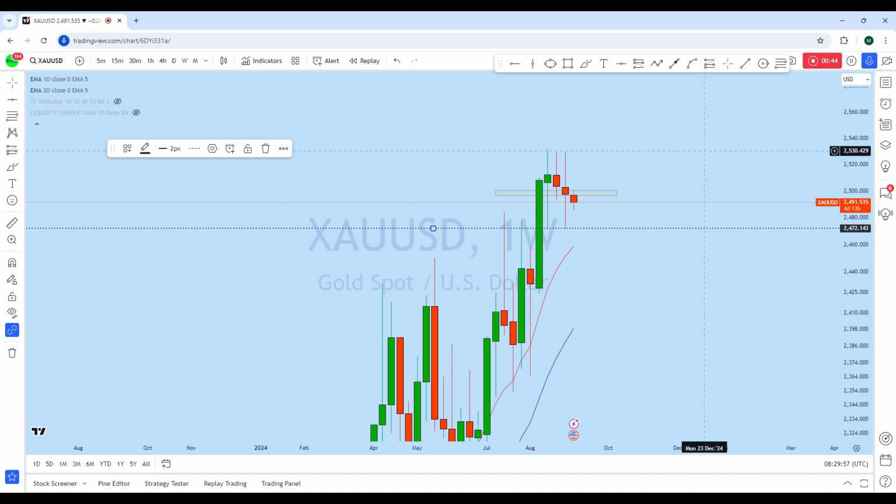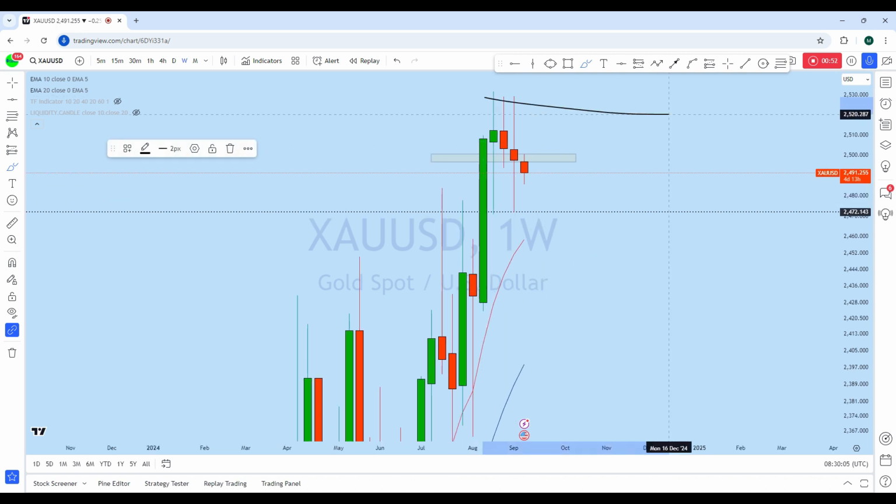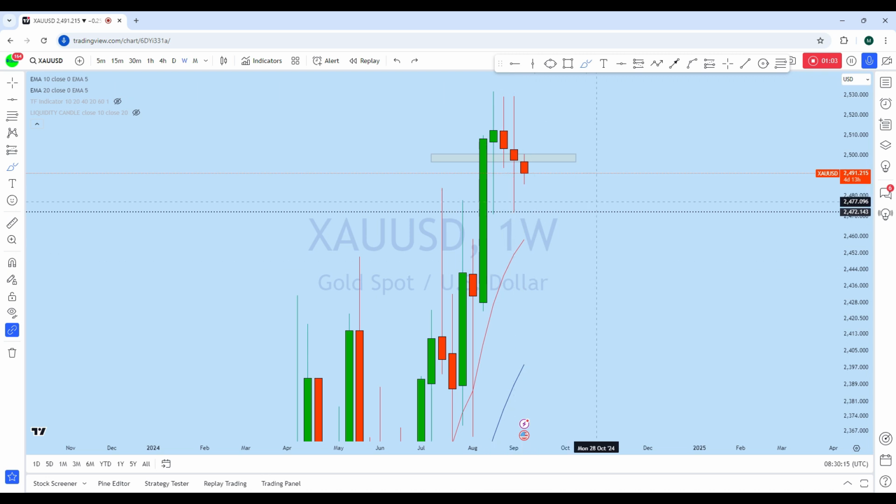If we look at the weekly chart to see how the market is evolving, we can see the previous week there is a doji formation. This doji on the weekly crossed the previous weekly high and grabbed the liquidity, and we can see the price tested this high again, grabbed the liquidity, and formed a doji.